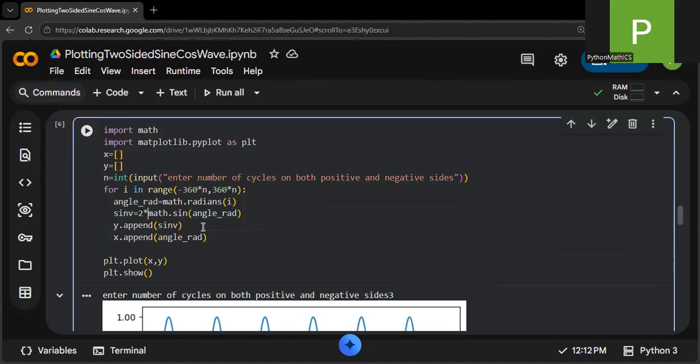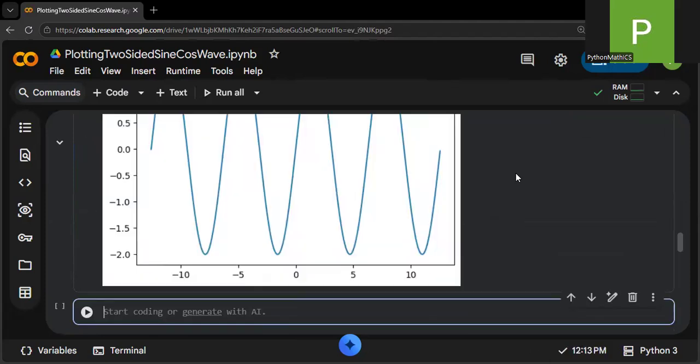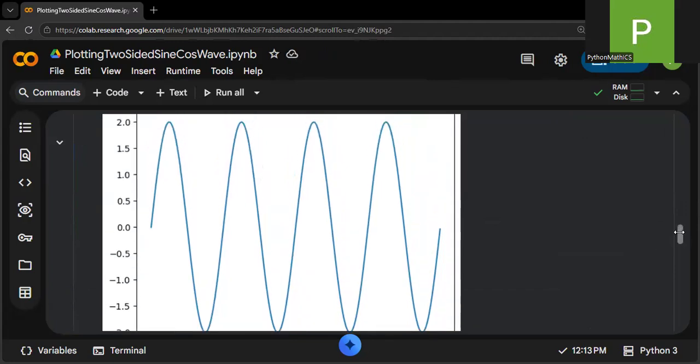So let's run this one. You will see that, for example, I give it two cycles on each side. You can see previously the maximum value was 1. Now it is scaled to 2. So the most negative value, our negative peak, is -2, and similarly the positive peak is +2.